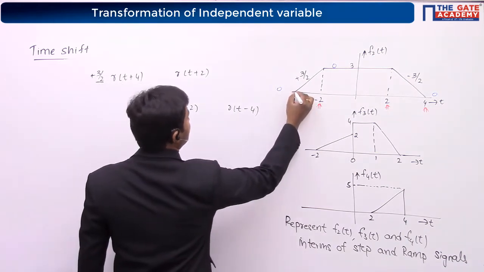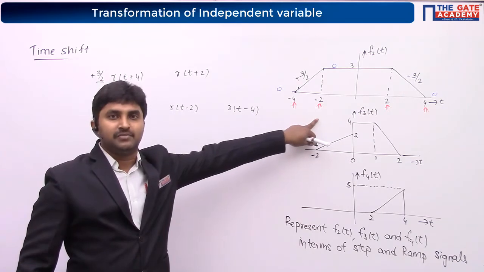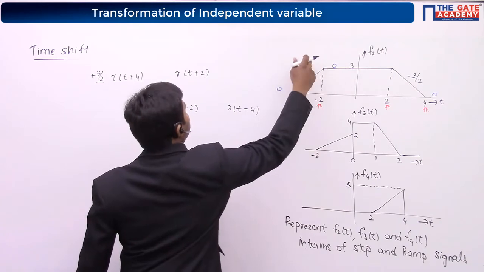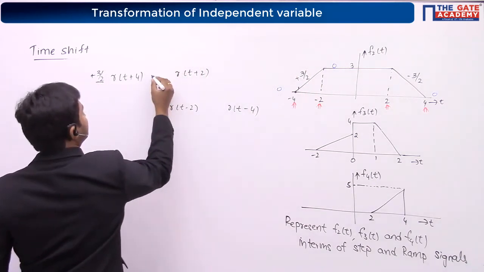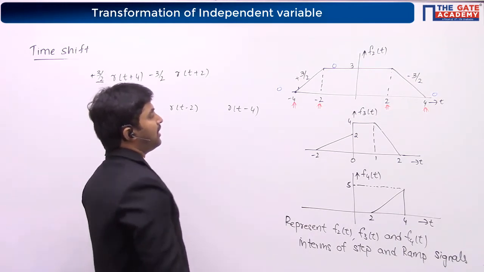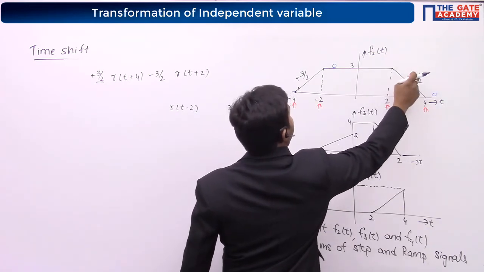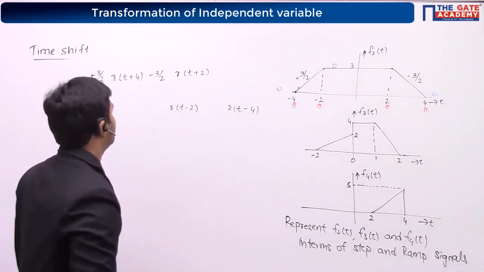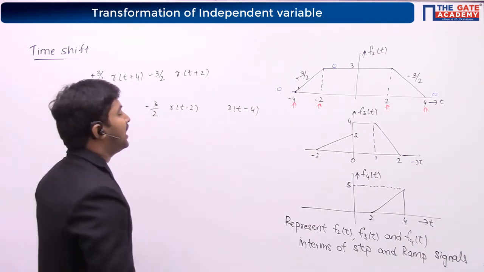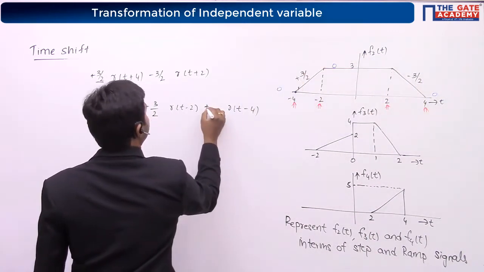Right? So t is equal to minus 4, final minus initial. At t is equal to minus 2, final minus initial, minus 3 by 2. At t is equal to 2, final minus initial, minus 3 by 2 minus 0, it's minus 3 by 2 only. At t is equal to 4, 0 minus 3 by 2, it's plus 3 by 2.